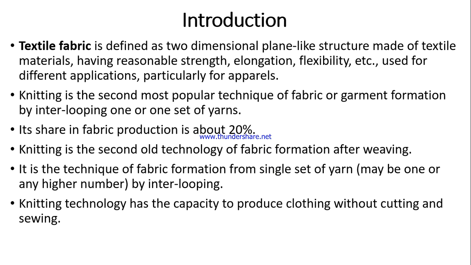Weaving is having the largest contribution of fabric manufacturing. After that, the knitting is occupying the second largest market in terms of fabric formation for garmenting purpose. The knitting is an interlooping technology where one set of yarn is sufficient for the fabric manufacturing. A single yarn can be used by interlooping to make a fabric. This is the most spectacular advantage with the knitting technology.